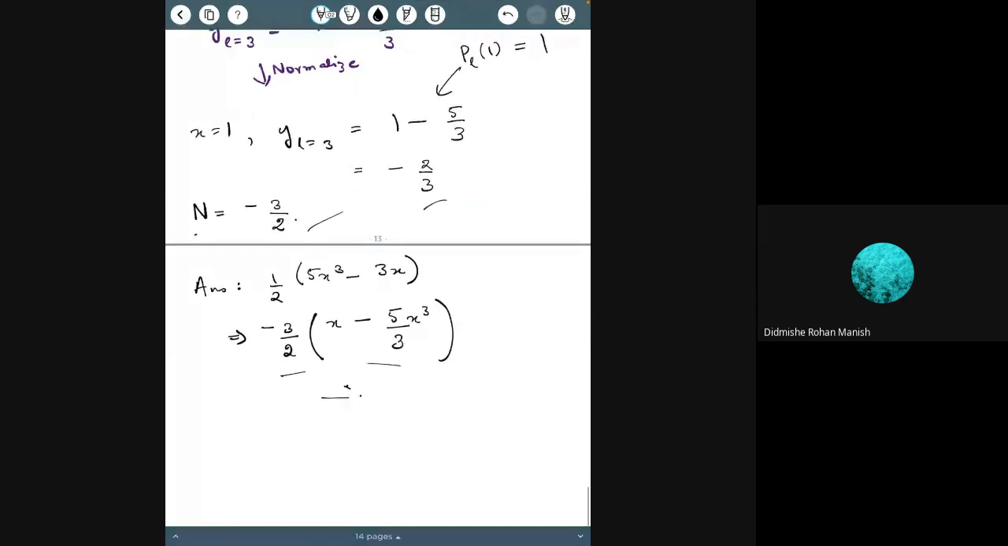Okay. The other thing we will do is we will verify the Rodriguez formula. So verify the Rodriguez formula for, let's say, okay, let's do it for P2.